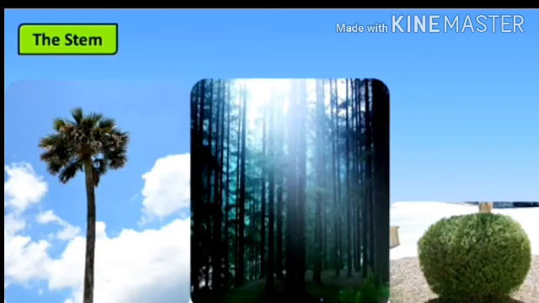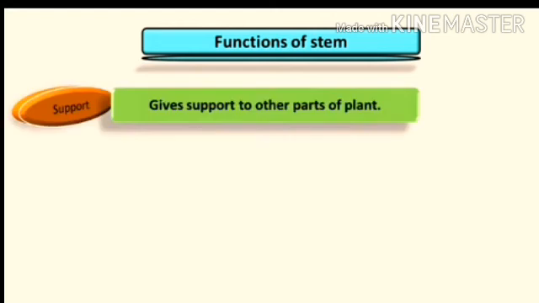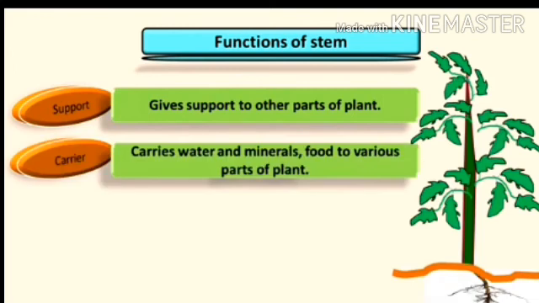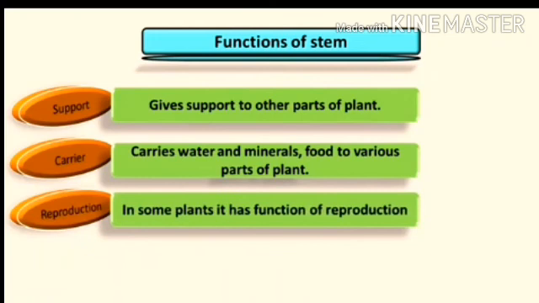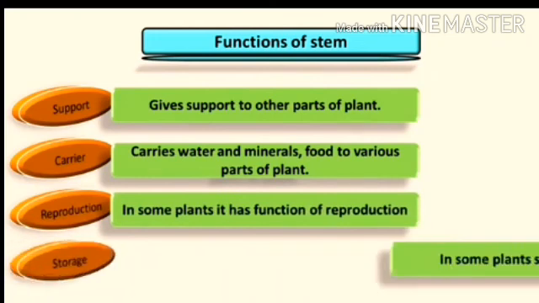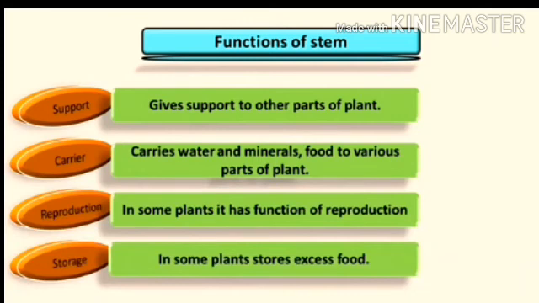Now let's see the functions of stems. First function is what? To support. The stem also gives support to the other parts of the plant. Then carrier. It carries the water and minerals from the root and supplies them to the other parts of the plant. Third one, reproduction. In some plants it has a function of reproduction. And last one, it stores excess food. In some plants the food is stored in the stem only. These are all the functions of the stem, which is very important.